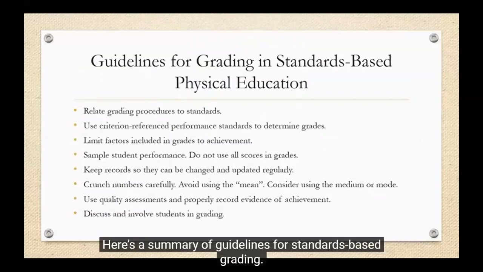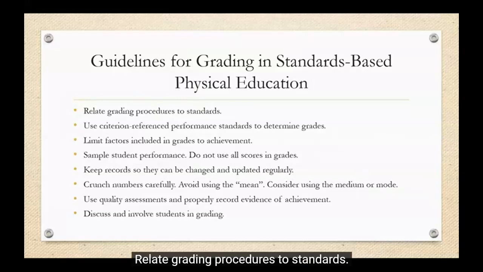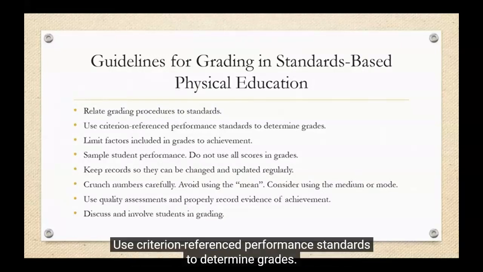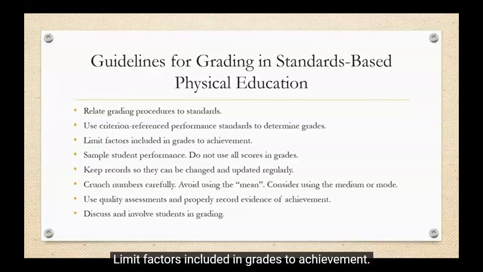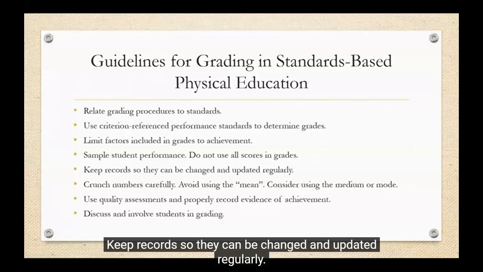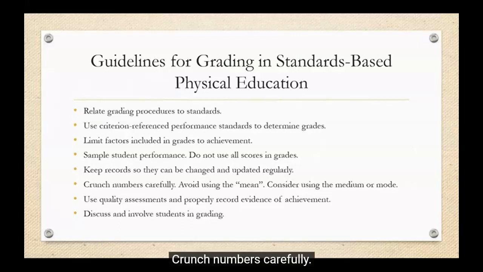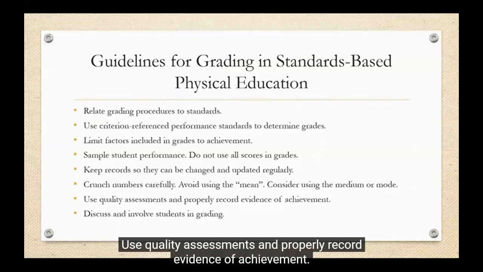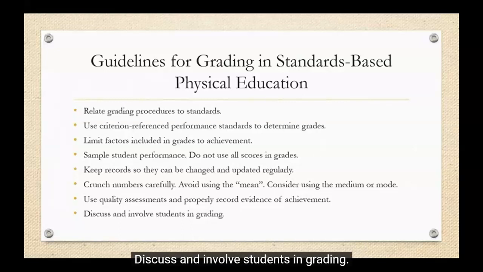Here's a summary of guidelines for standards-based grading. Relate grading procedures to standards. Use criteria and reference performance standards to determine grades. Limit factors included in grades to achievement. Sample student performance. Do not use all scores in grades. Keep records so they can be changed and updated regularly. Crunch numbers carefully. Avoid using the mean. Consider using the median or mode. Use quality assessments and properly record evidence of achievement. Discuss and involve students in grading.